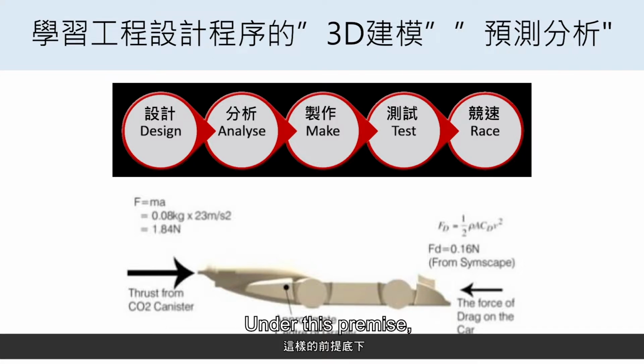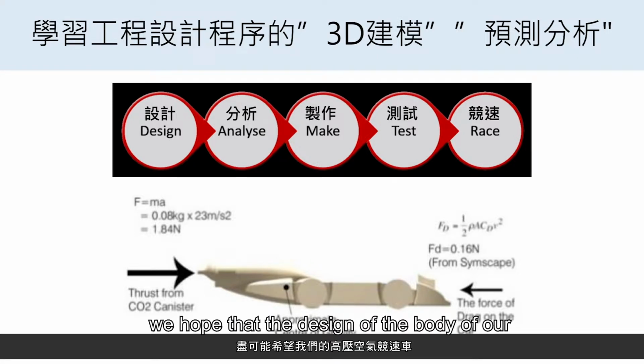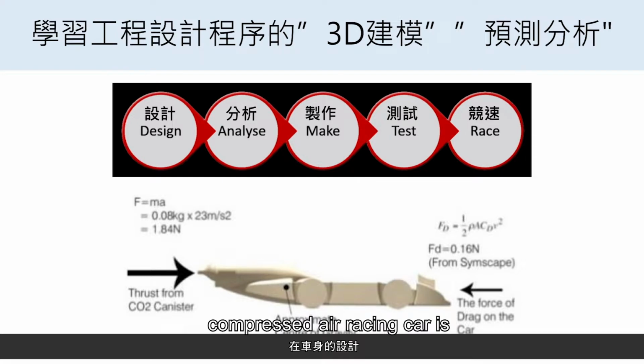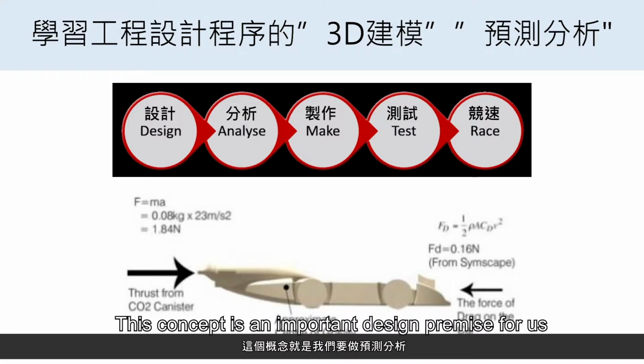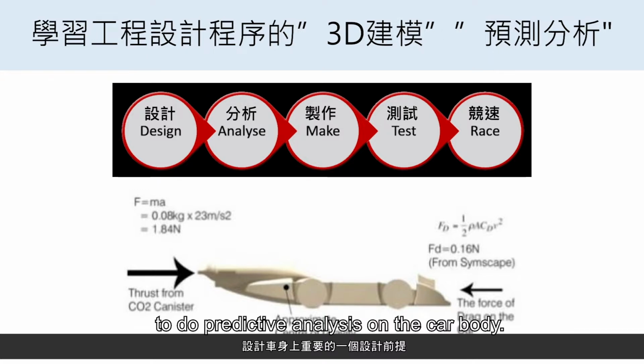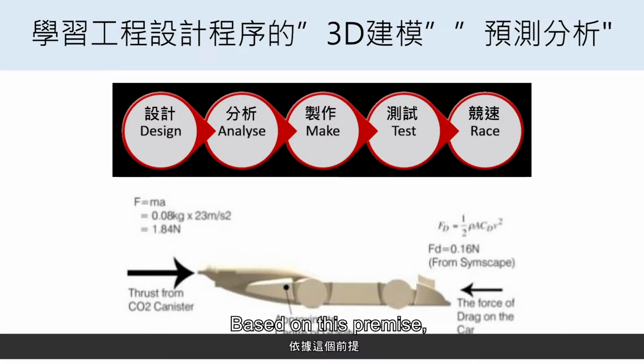Under this premise, we hope that the design of the body of our compressed air racing car is more in line with the efficiency of fluid mechanics and aerodynamics so that it can achieve our goal with the least traction and the best stability under higher speeds. This concept is an important design premise for us to do predictive analysis on the car body. Based on this premise, we draw up different design solutions, perform assessment, and finally select a solution for further design and manufacturing development goals.